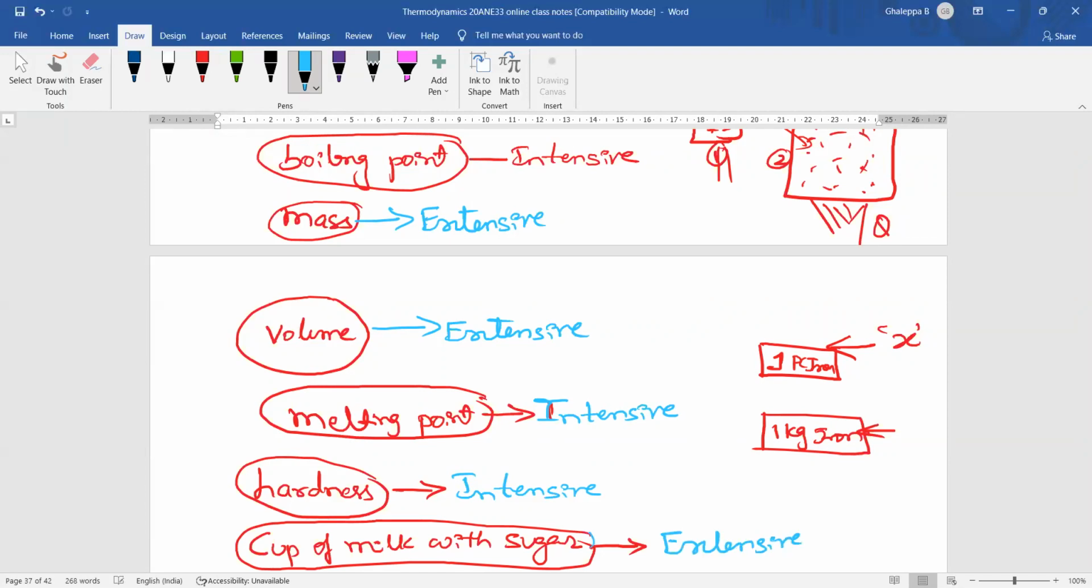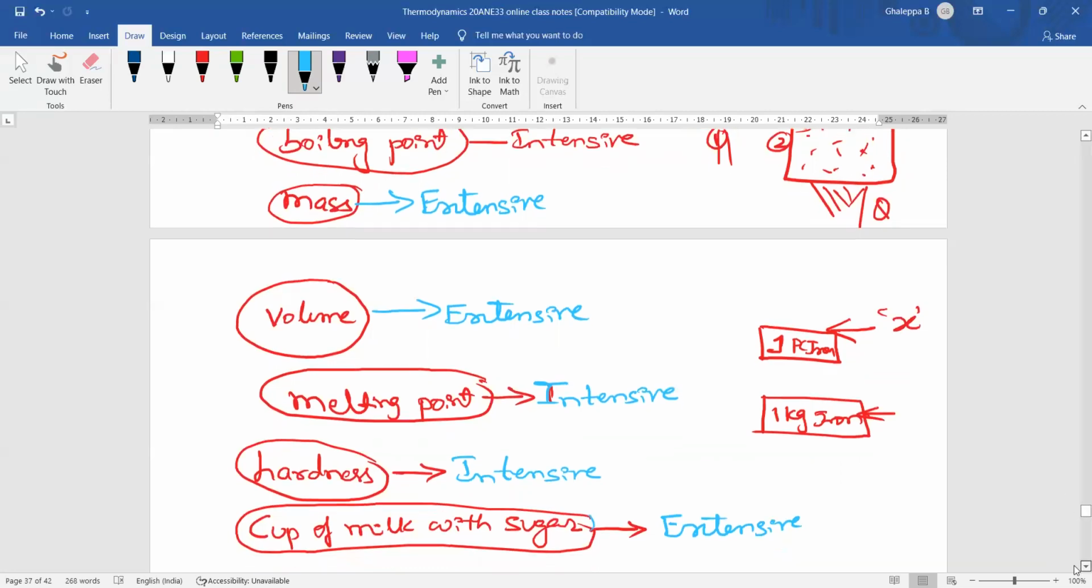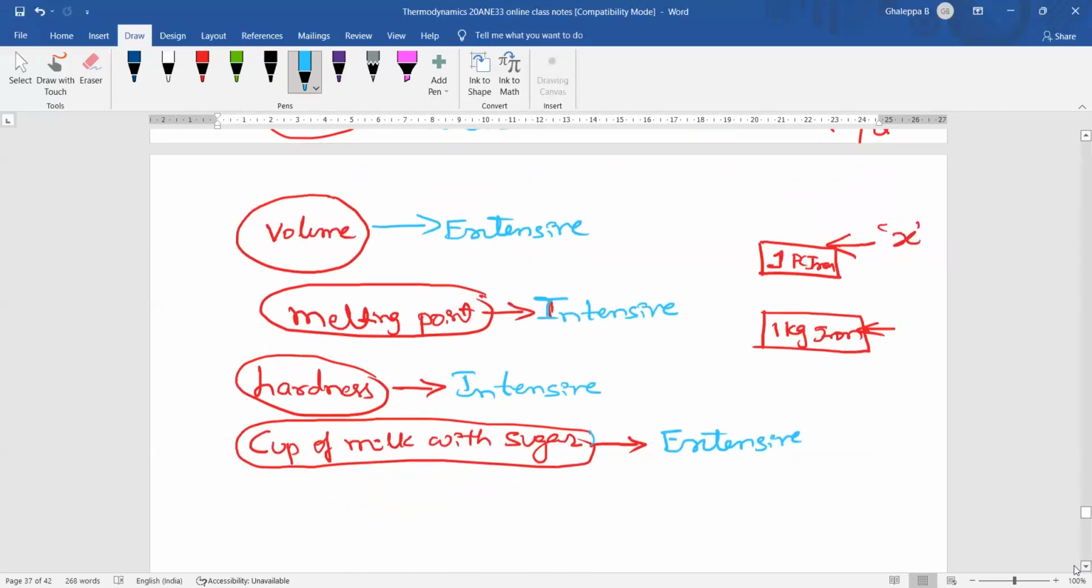Very good, extensive property. Okay, now I will ask one more question. Some more simple questions I will be asking you. Specific volume.